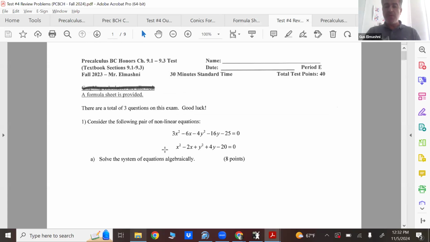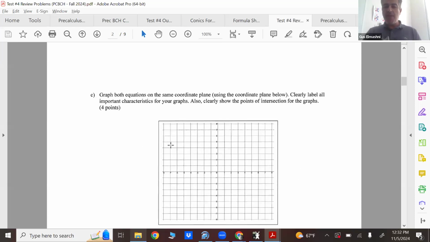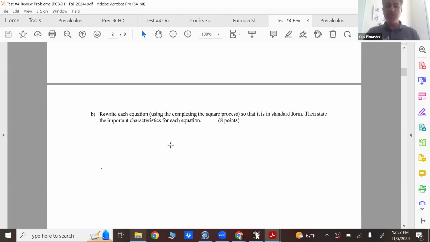Here's the old test from last year. It was a 30-minute test. Question 1, I'll do one just like that: solve the system algebraically. Rewrite each equation in standard form, but don't worry about the point characteristics. I'm not going to ask that because it gets assessed elsewhere. Part C, graphing: whatever you get for the points of intersection should confirm part A, just so you know.